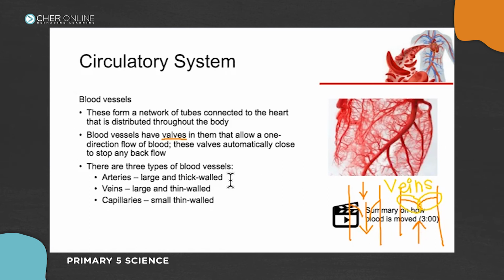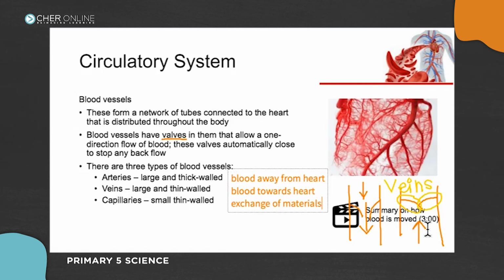So why do we have three types? Okay, the artery transports blood away from the heart. The veins transport blood towards the heart. And lastly, the capillaries, they don't transport blood to or from the heart, but they are blood vessels that allow exchange of materials within the body organs. So these are the functions of the different blood vessels.